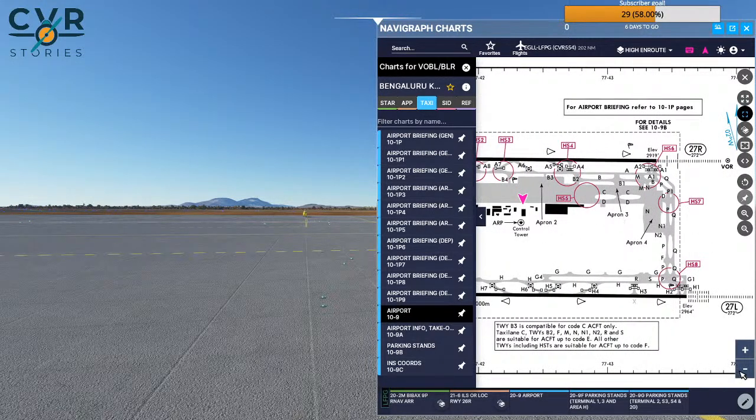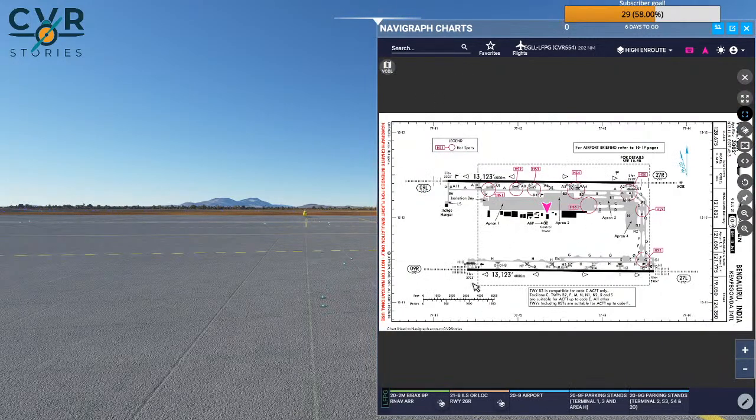Now let's zoom back out. If it lets me, it doesn't seem to want to let me. All right, there we go. This shows you the airport diagram. This is the entire airport layout of Bangalore.